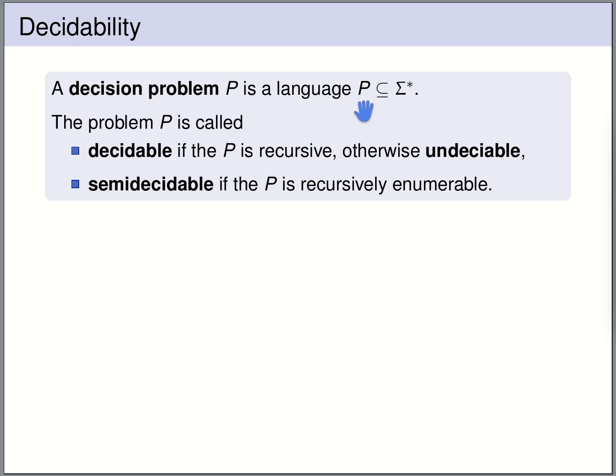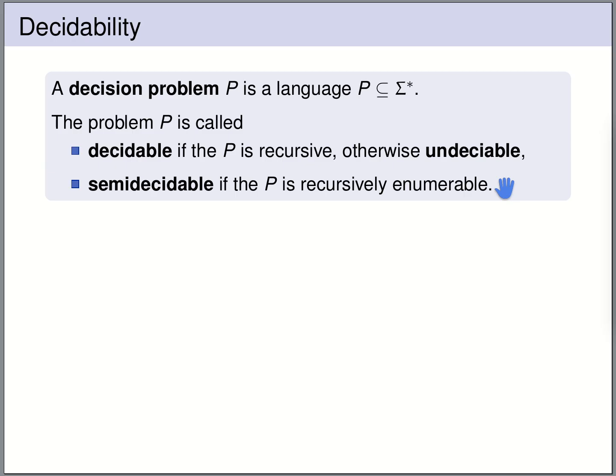Such a decision problem P is called decidable if the language P is recursive. Otherwise we say that the problem is undecidable. We say that the decision problem P is semi-decidable if the language P is recursively enumerable.